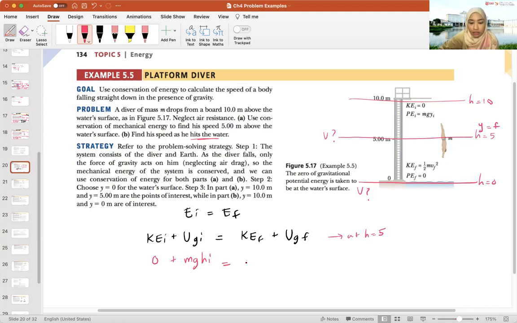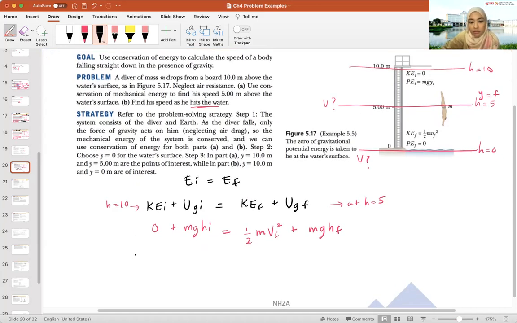So KE final is 1/2 MV final squared. Our KE initial is 0 plus with UG final. UG final is MGH, where H is equal to 5. Yang ni adalah H equals to 10. This is our initial. This is our final. So kita plug in our values now.